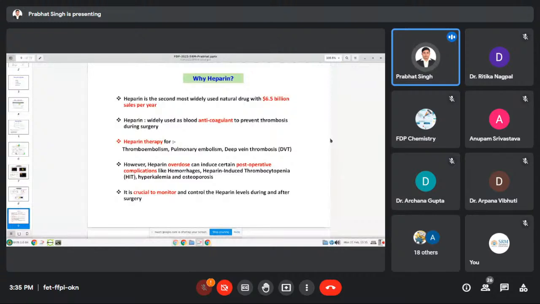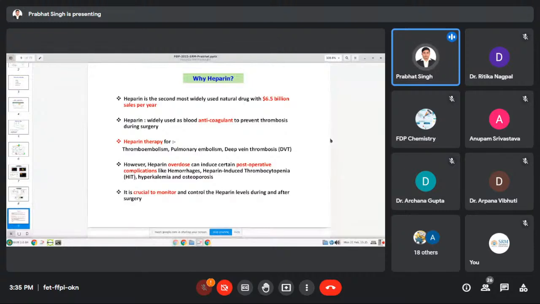But the point is that, okay, it's good, heparin is used for therapy, heparin is used as an anticoagulant to prevent thrombosis during surgery, but then the overdose. There is a certain dose beyond which, if it goes, then you can have hemorrhage. You might also have heard that, somebody has a brain hemorrhage, we say, right? So there are certain life-threatening conditions which can come up if heparin goes beyond a certain limit in the body. And that is why it is very important to monitor and control the heparin level.